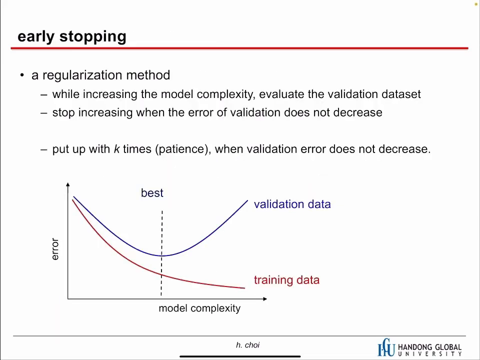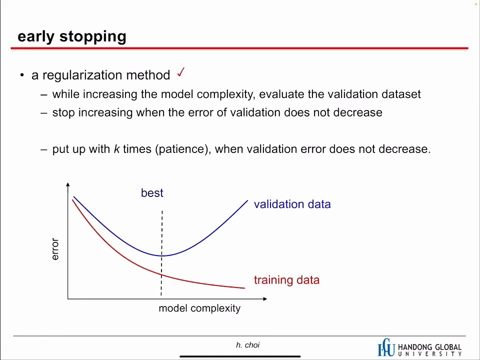Okay, so we talked about the ridge regression and the lasso regression, and these two approaches are really popular. Even in deep learning, we use these methods. And also there are another regularization methods like early stopping. And early stopping is completely different from shrinking method, but it's really popular. So let me introduce what it is here. Okay, it is a regularization method, and while increasing the model complexity, evaluate the validation data set and stop increasing when the error of validation does not decrease.